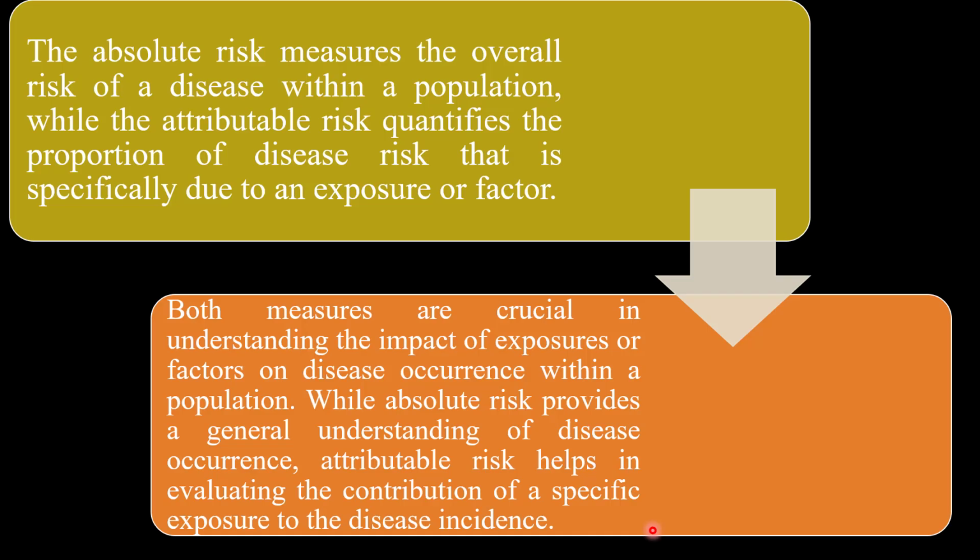So the absolute risk measures the overall risk of disease within a population, while the attributable risk quantifies the proportion of disease risk that is specifically due to an exposure. Both measures are crucial in understanding the impact of an exposure or factor on disease occurrence within the population. While absolute risk provides a general understanding, attributable risk helps in evaluating the contribution of a specific exposure to the disease.